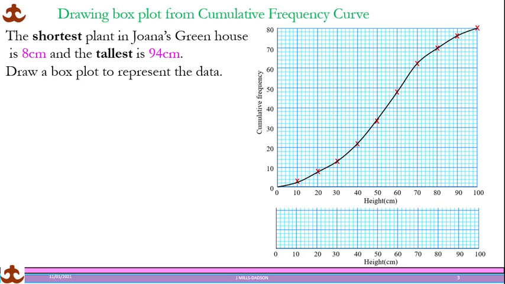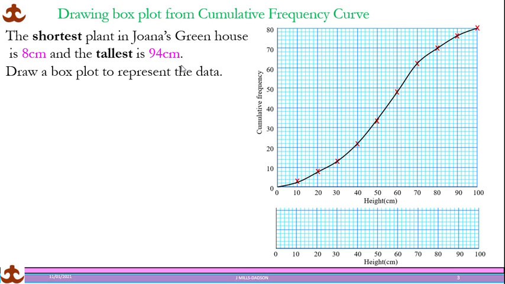Right. Now, the shortest plant in Joanna's greenhouse is 8 cm, and the tallest is 94 cm. And we've already been given the cumulative frequency curve, and we are supposed to draw a box plot. For a box plot we make use of only 5 calculations: the smallest, the biggest, the lower quartile, the median, and the upper quartile. We already know the smallest and the biggest.